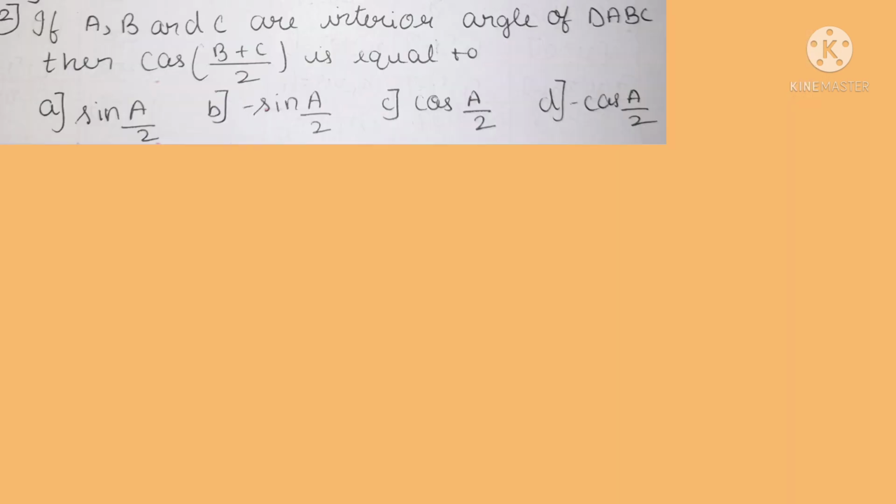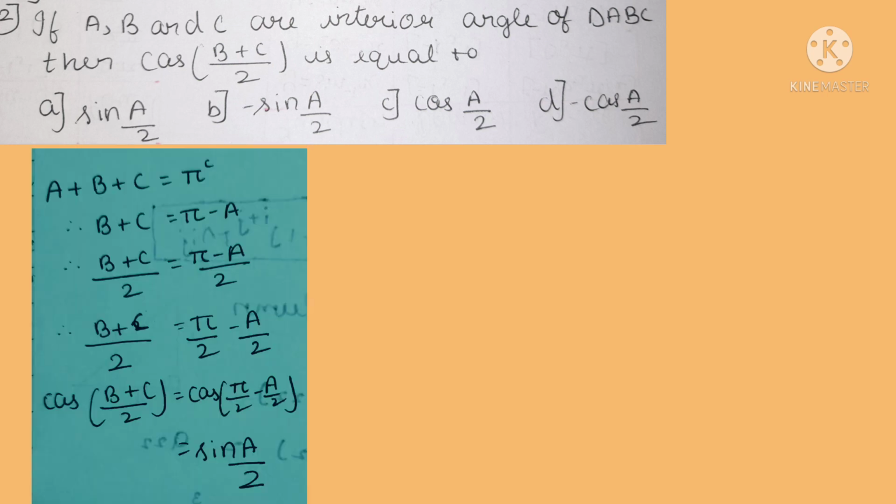Main question: if A, B, C are the interior angles of a triangle ABC, then what will be the value of cos of (B plus C) by 2? Now this 12th main question is one of the proofs as we have studied. The proof, as I have explained, we can do with any of the angles, that is, with the simplest formula, which is nothing but A plus B plus C is equal to pi.